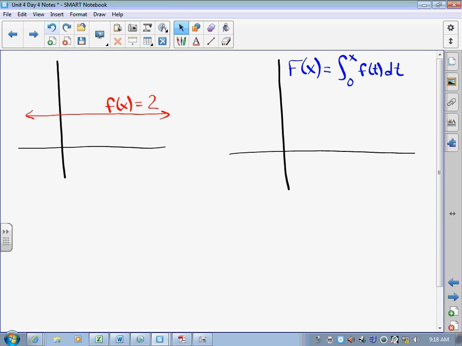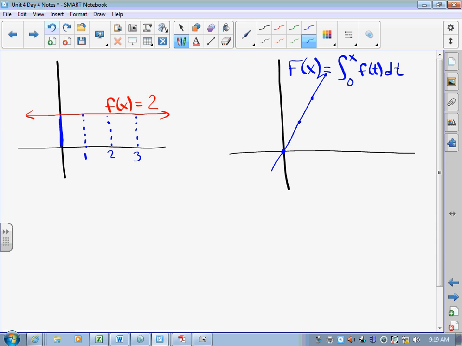So how do I generate capital F values? Well, at x equals 0, we're pretty sure we're at 0. Because at x equals 0, the integral from 0 to 0, well, that's a pretty thin rectangle. And then if I come over to x equals 1, the integral from 0 to 1 looks like it's 2. And then the integral from 0 to 2 looks like it's 4. And the integral from 0 to 3 looks like it's 6. And so it appears that capital F looks like a line.